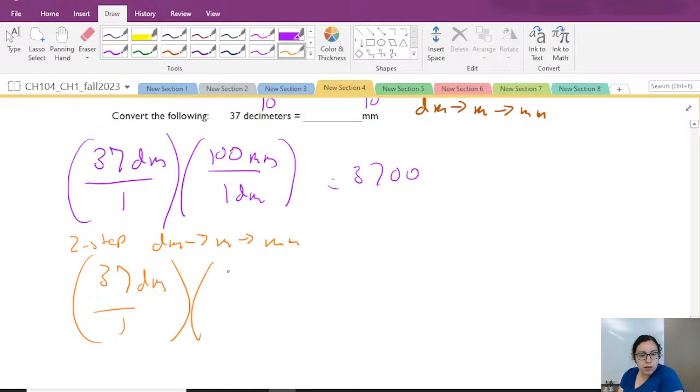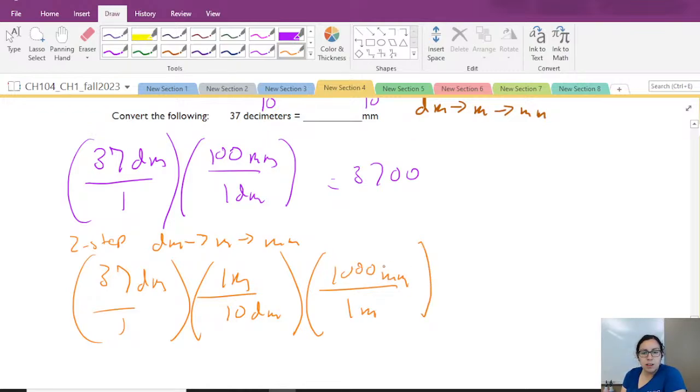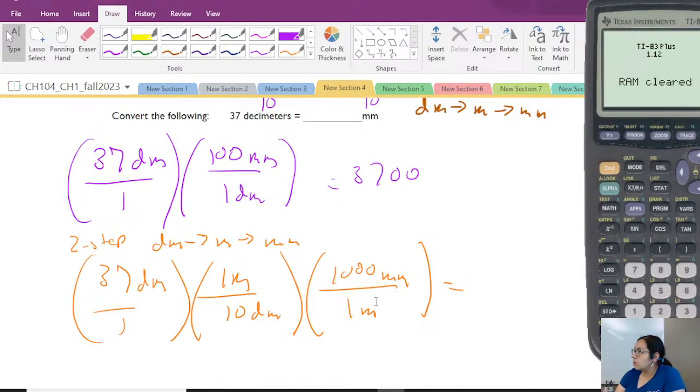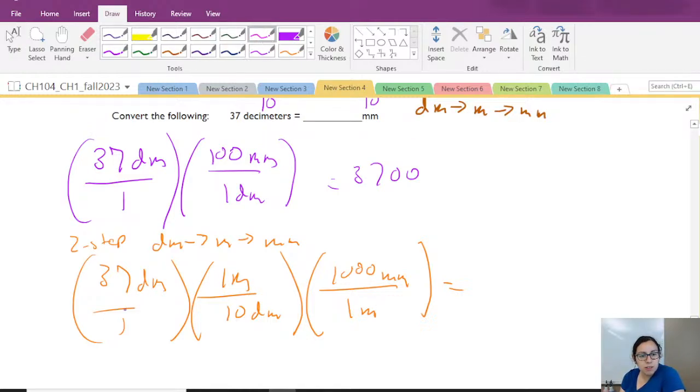And so if I want to go to meters, 1 meter is 10 decimeters. And then I want to go from meters back to millimeters. So 1 meter is 1,000 millimeters. There again, we can see our factor of 100 between them. So 1,000 divided by 10 gives us that 100 factor back to where we were. And then, as long as you can set this up so your units cancel, decimeters, decimeters, meters, meters, leaving us with millimeters.